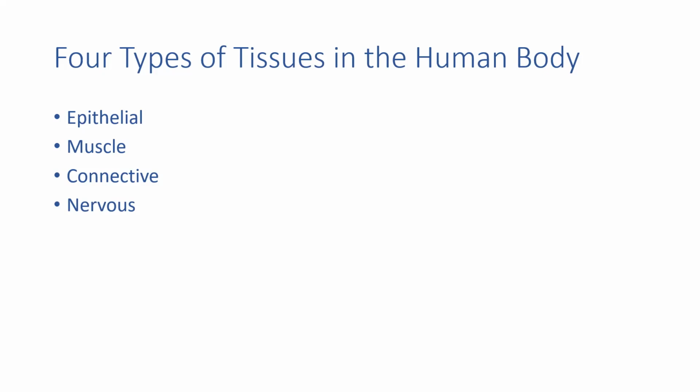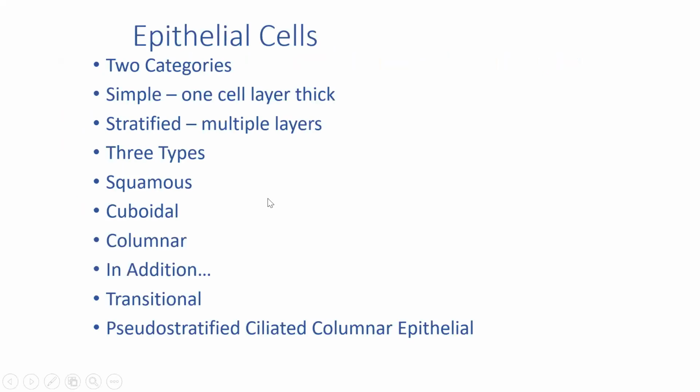We have muscle cells, 3 different types of muscle cells. Connective tissue does exactly what it sounds like. It holds things together and connects things. And there's about half a dozen different types, more or less, of connective tissue. And then nervous tissue. There's only 2 types of nervous tissue. So let's take a look at these epithelial cells here. If you're an epithelial cell, you're in one of 2 categories. You're simple, where you're only 1 cell layer thick, or you're stratified, where you have multiple layers.